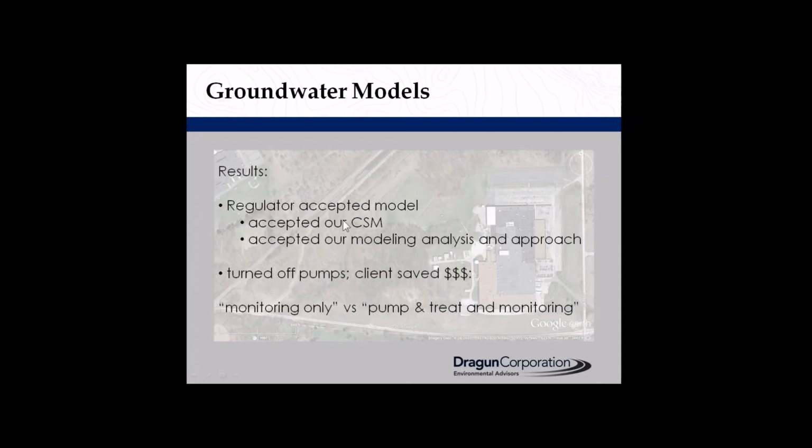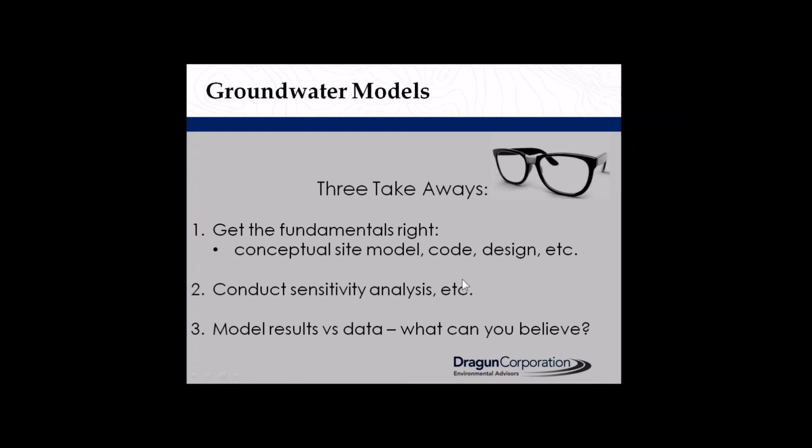The result was that the regulator accepted our model. They accepted our CSM, which is our conceptual site model. They understood that we understood what was going on, and we turned off the pumps. The client saved on the order of $100,000 per year because the only costs were for monitoring. So we had to go out and monitor the stream water and the groundwater along the perimeter versus pump and treat and monitoring. So that was a very successful use of groundwater modeling to kind of re-engineer a remediation that is costly and would last forever.